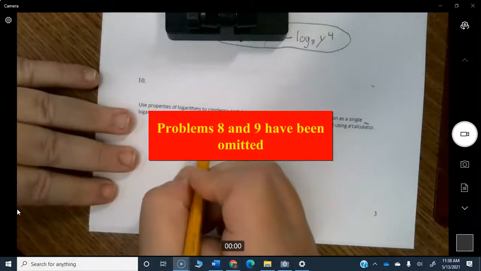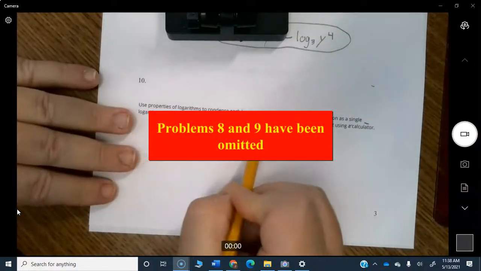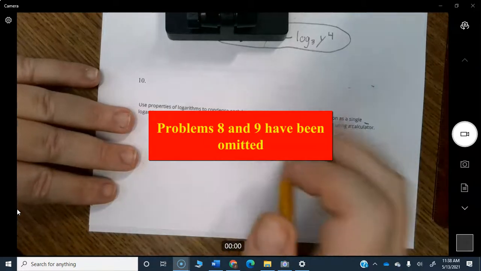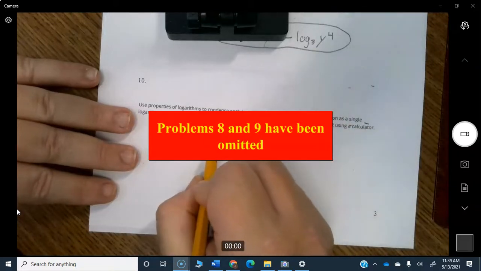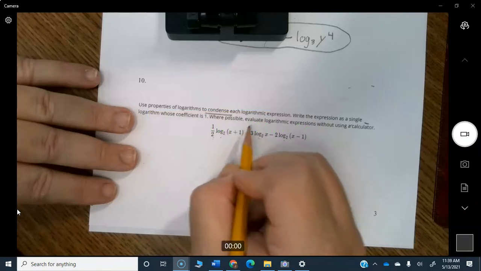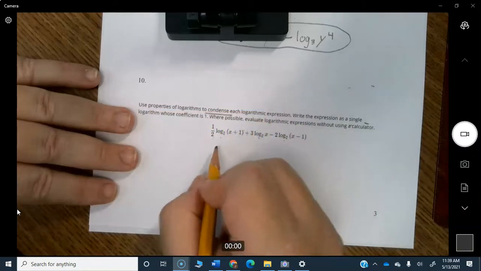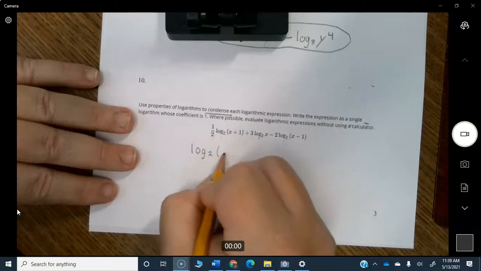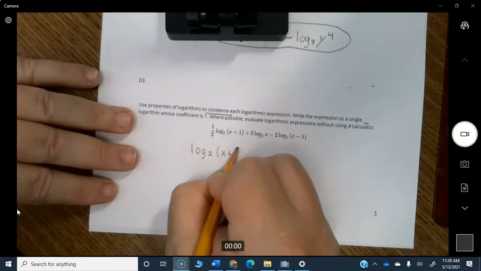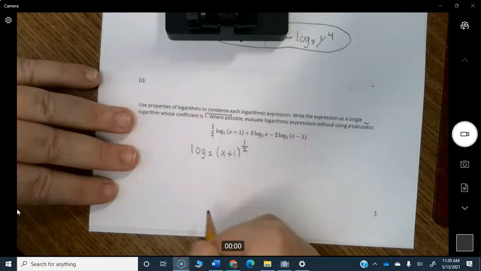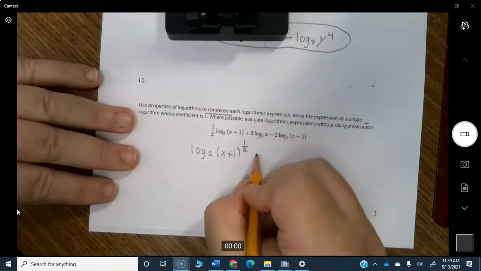Okay, this is a condense. So that means we have log appearing 3 times. We want it to appear only once. So the first thing we're going to do is take these coefficients out in front and turn them into exponents. We're going to do the opposite of what we've done in previous problems. So this becomes log base 2 of x plus 1, and then this goes up and becomes an exponent to the 1/2 power. Same thing here.